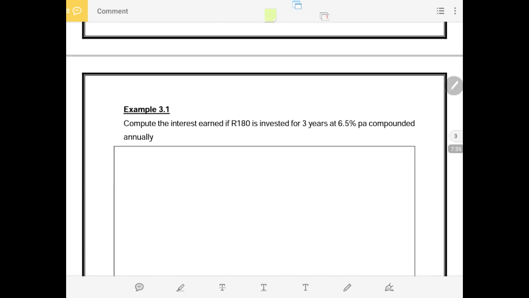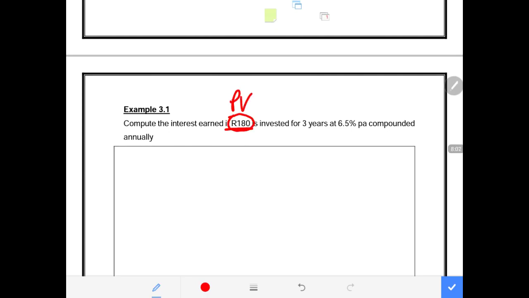Now we have our first example. And our first example says we are to compute the interest that is earned if 180 is invested for 3 years at 6.5% per annum compounded annually. Now we know that we have invested this amount, and this amount that we have invested is denoted as the present value, and I want to highlight the present value now because I'll be dealing with that as the time goes by.